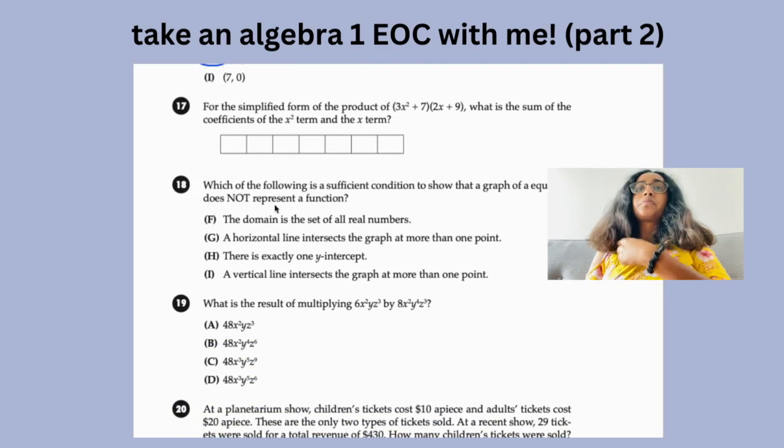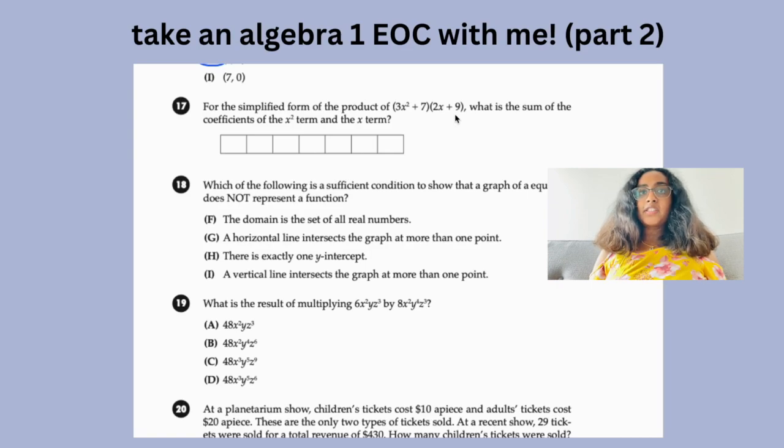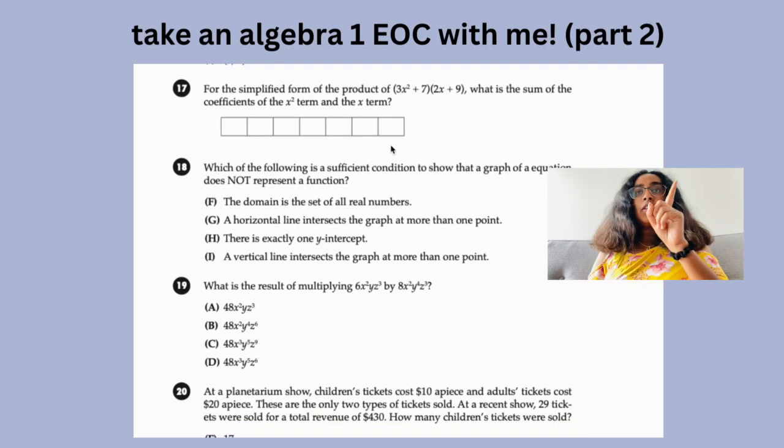Moving forward. For the simplified form of the product of 3x squared plus 7 and 2x plus 9, what is the sum of the coefficients of the x squared term and the x term? In order to solve this one, you just have to remember our song about multiplying binomials. So here's how it goes. How to multiply binomials: first, outside, inside, last. Multiply each pair, add, simplify, you got your answer fast.